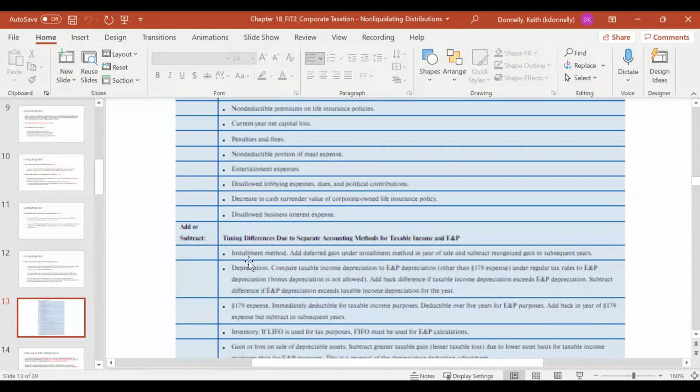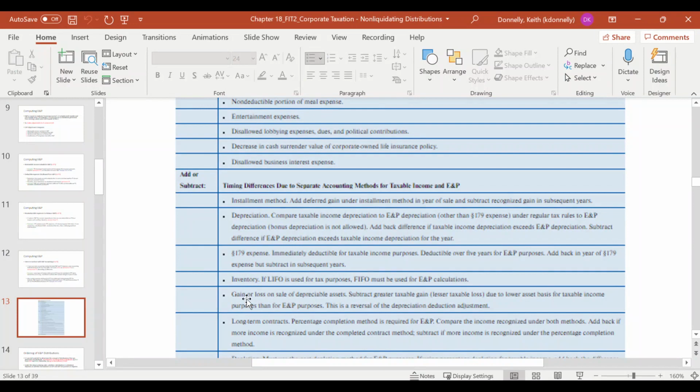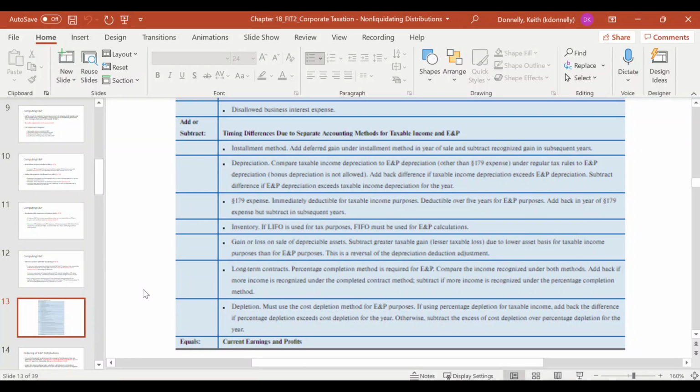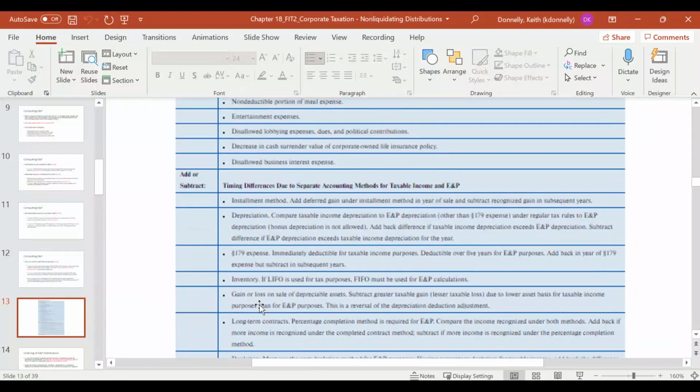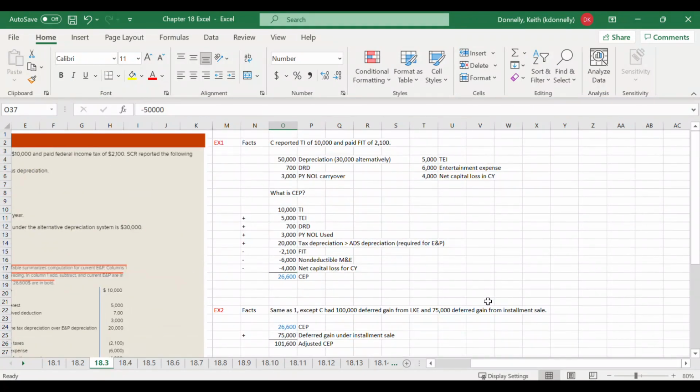The installment method, depreciation, 179, that's going to affect the basis, which is going to affect the gain or loss on the sale of the depreciable assets, long-term contracts, depletion. Let's look here at 18.3.